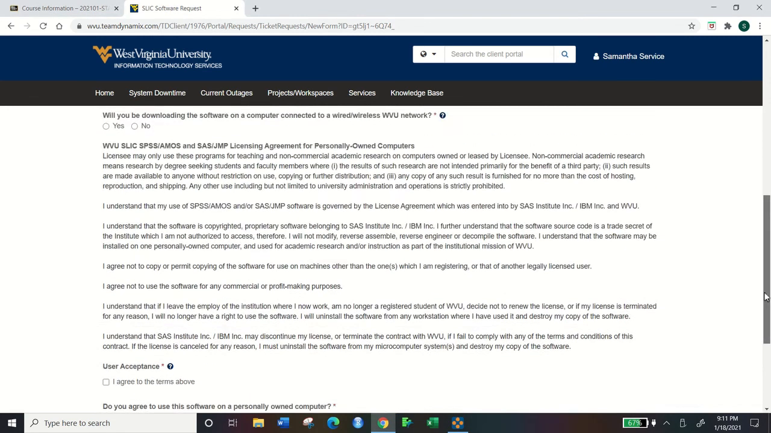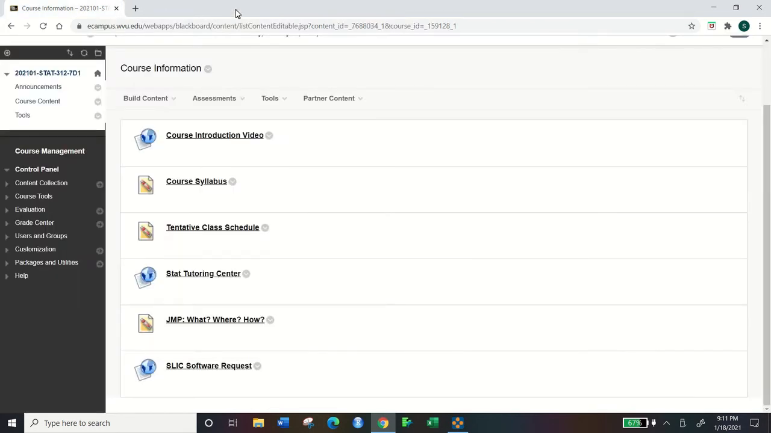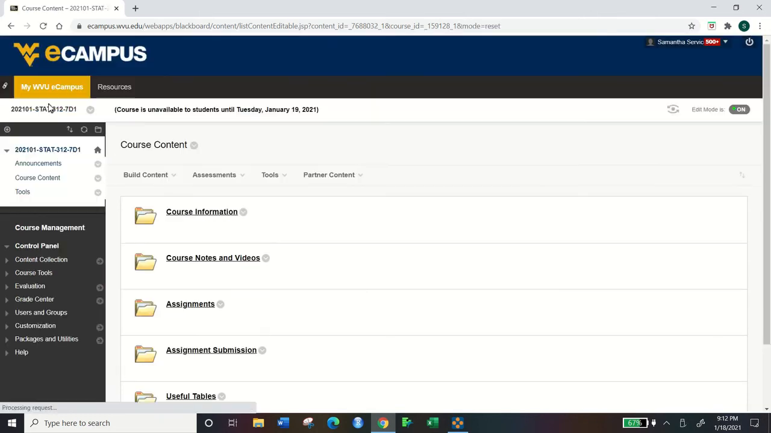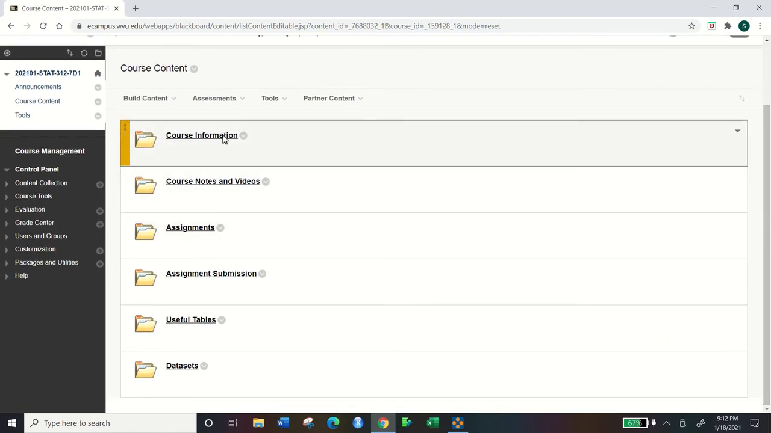Be careful. One thing that always trips people up is you have to pay for the software before you will get the software. So you do need to call the SLIC office to pay for the software or go visit them. I believe they are located in the Lair, to pay for the software before they will send you an email with the software link. So that's the important information under course information.